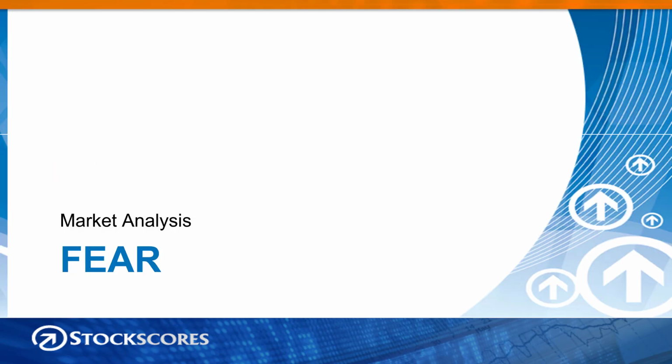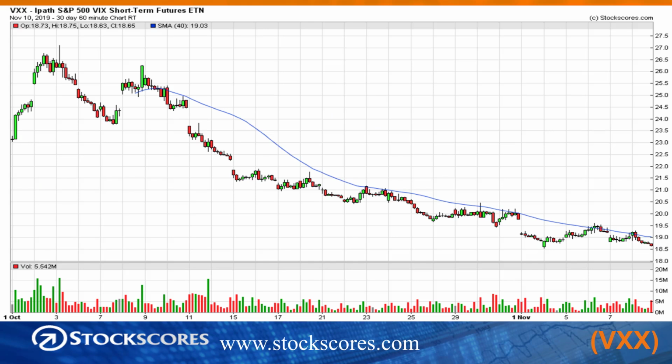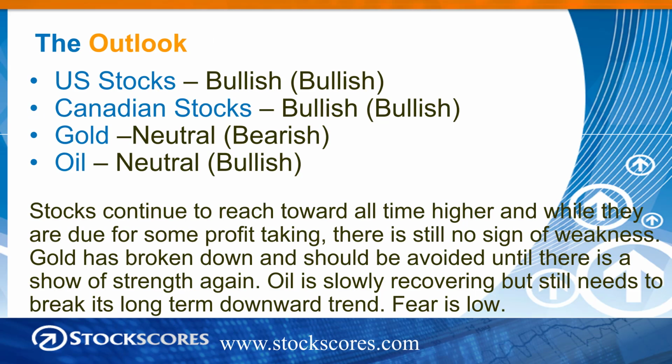And finally, the fear chart, of course, the VXX, an indication of investor fear, and there really is no fear in the market. We are at the lows for this ETN. So then my ratings: bullish on both US and Canadian stocks on both time frames. Gold, neutral long-term, bearish short-term this week. Oil, neutral long-term, and bullish short-term this week.